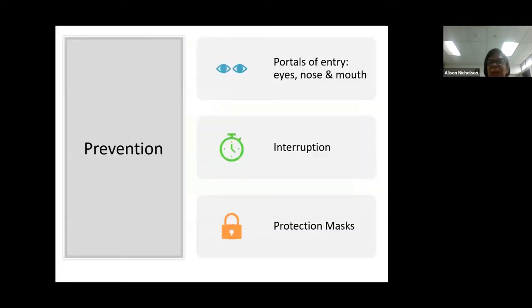Right, so from that you would have seen that the portals of entry of the virus are the eyes, the nose, the mouth, and you're going to have to focus on these for the next many months, and let's hope not years. So the eyes, you have to be careful, try to protect the eyes where possible, the nose cover, and the mouth cover, hence the emphasis on using a mask.